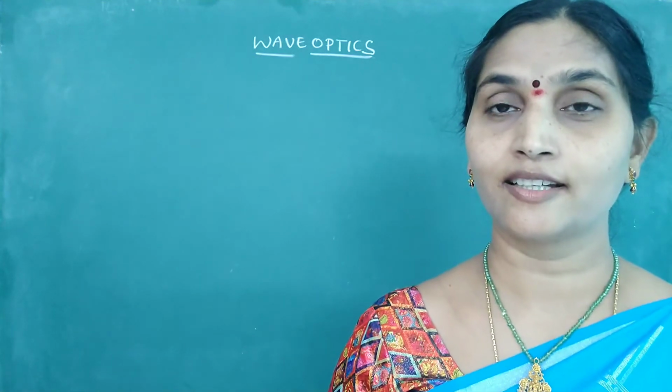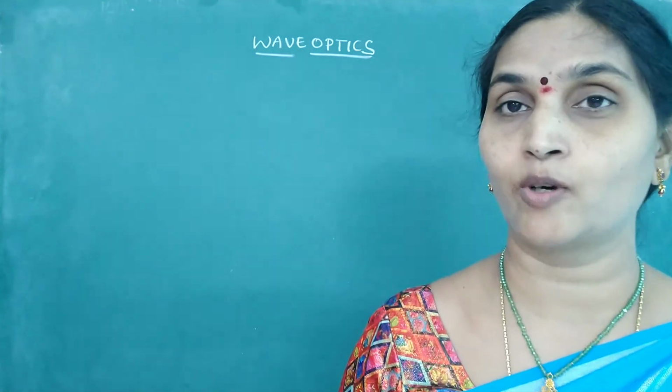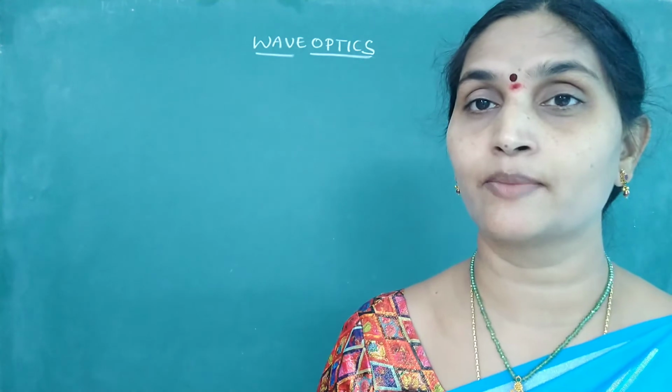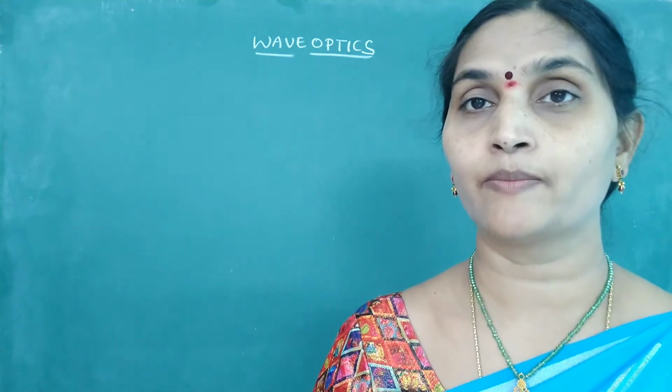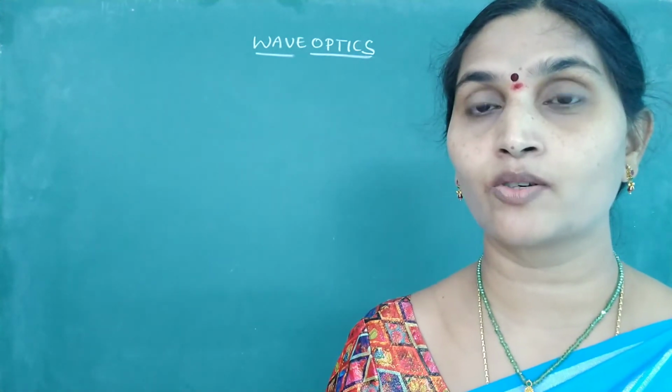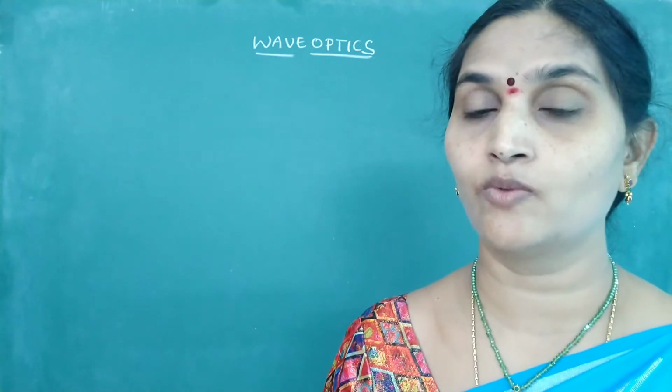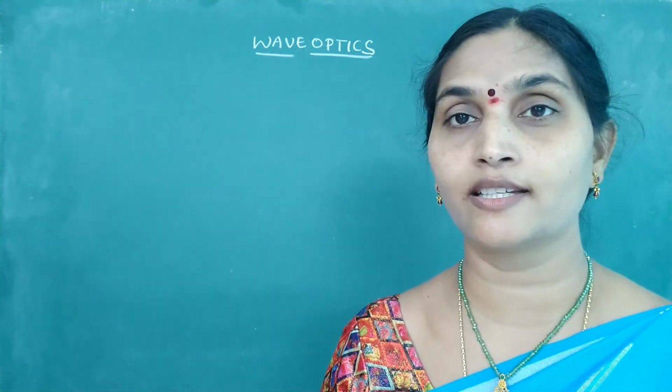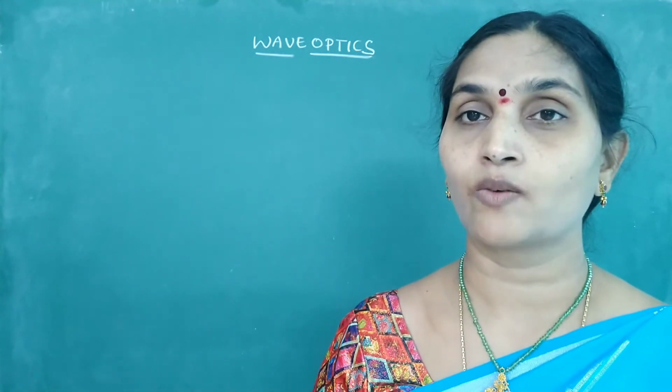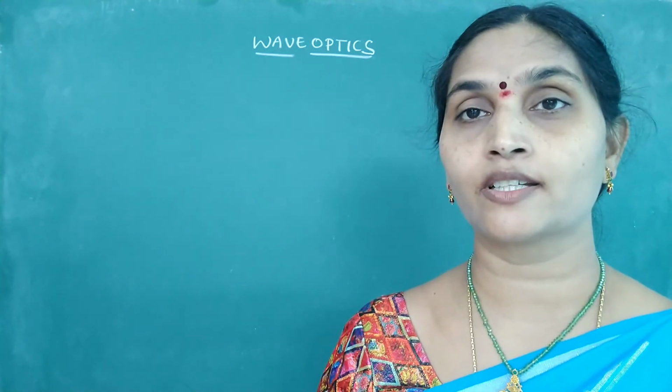Welcome back, children. So coming to today's class in wave optics, we'll be studying about Young's double slit experiment. Hope you remember in the previous class we discussed what is interference and what are the conditions for constructive and destructive interference. So what is the basic condition to get the interference of light?